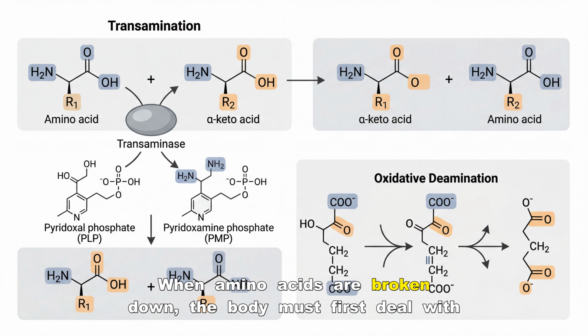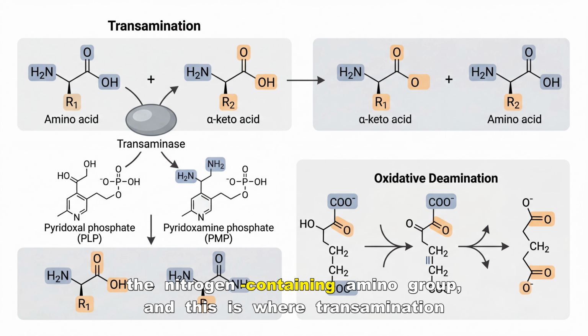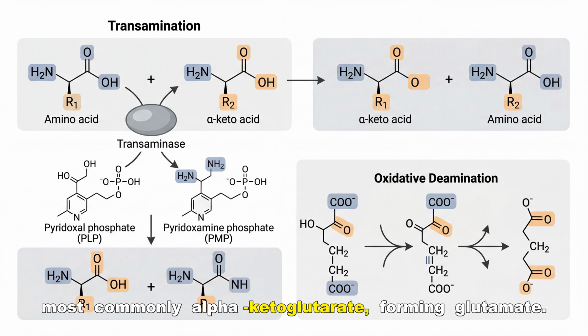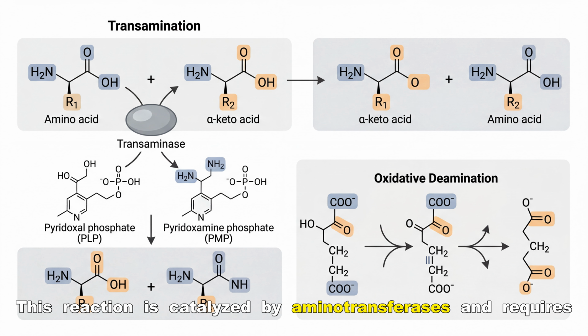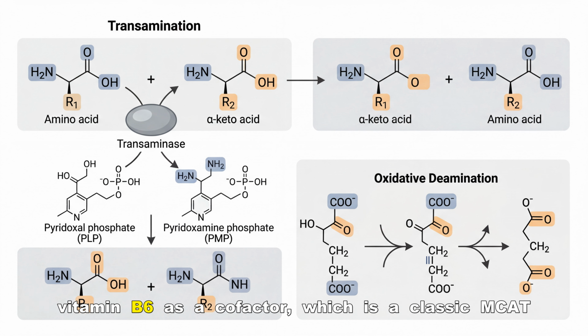When amino acids are broken down, the body must first deal with the nitrogen-containing amino group, and this is where transamination comes in. In transamination, the amino group is transferred from an amino acid to an alpha-keto acid, most commonly alpha-ketoglutarate, forming glutamate. This reaction is catalyzed by aminotransferases and requires vitamin B6 as a cofactor, which is a classic MCAT detail. Think of transamination as simply swapping functional groups without releasing free ammonia yet.